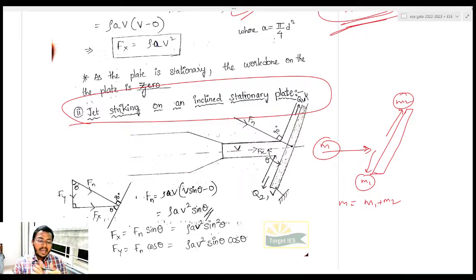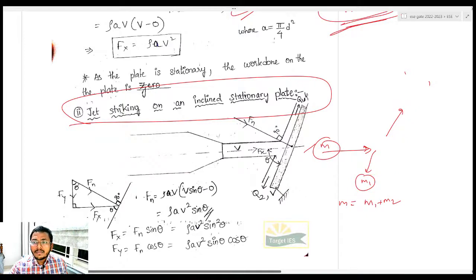The water is coming and the plate is something like this. Obviously it will hit and most of the component will go in this direction only, right? It will not go backward much. Obviously some water will go in this direction, but most of the water will be going along the direction of flow, agreed or not? So this m2 will be clearly greater than m1. You can just imagine, you need not even derive, agreed or not?